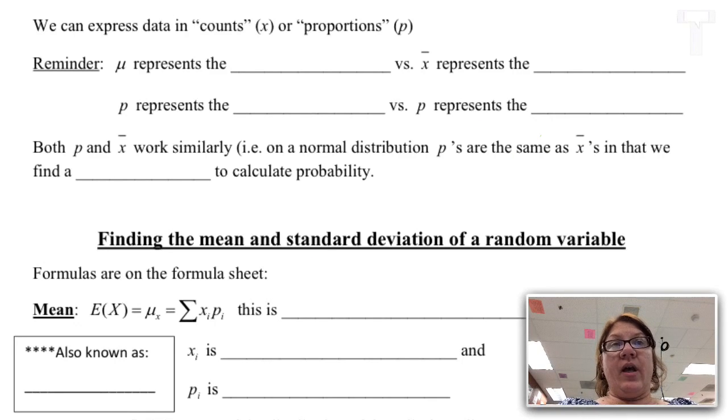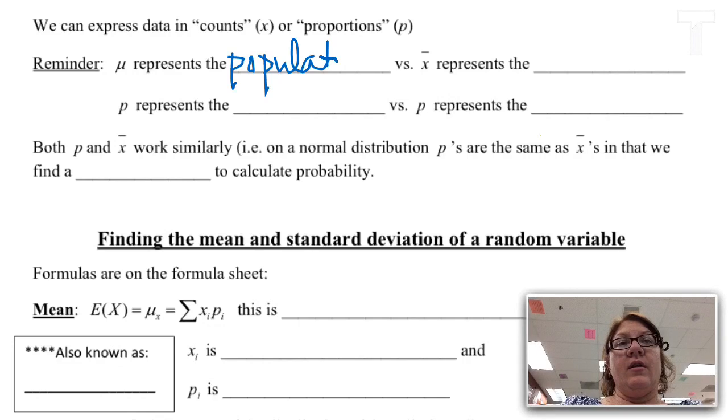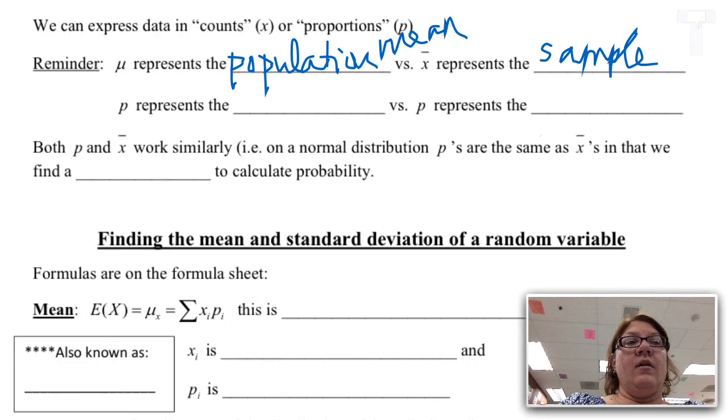Some other things to kind of jog your memory that are going to come back up in these later chapters is the difference between mu and x bar. Remember, mu is the population mean, while x bar is the sample mean. We'll become more picky about that as we roll along second semester.